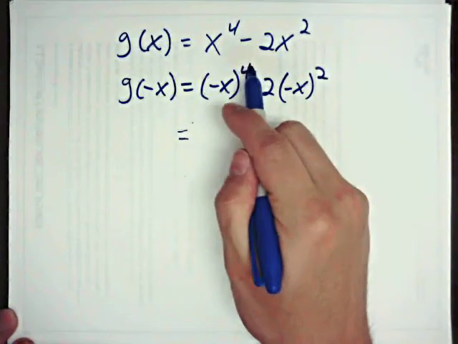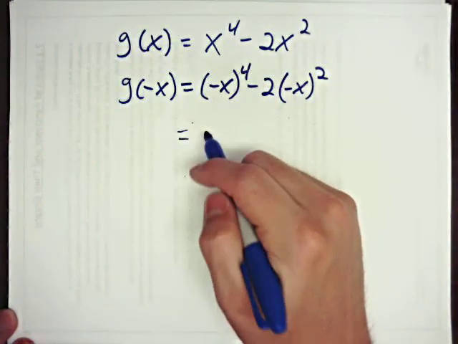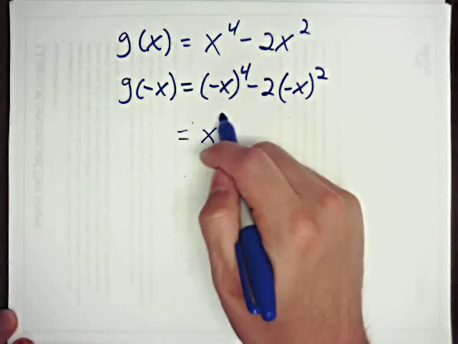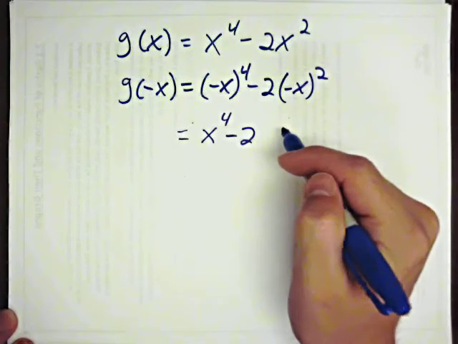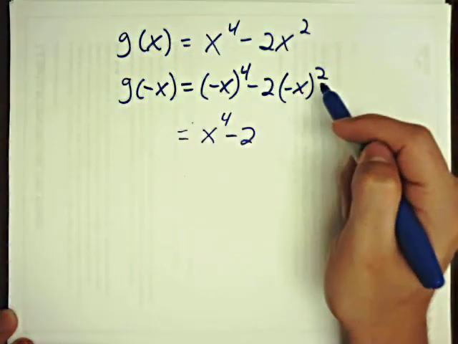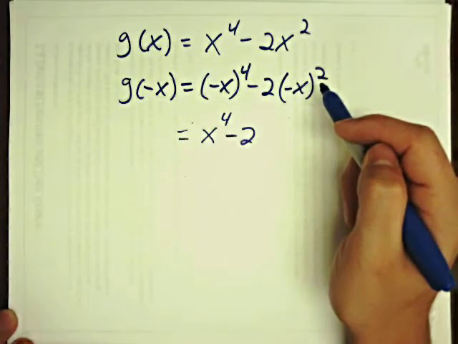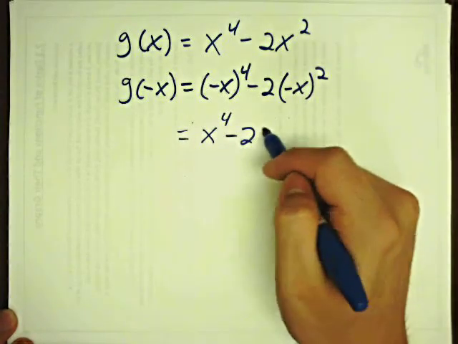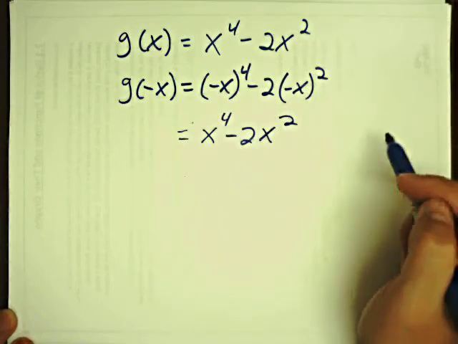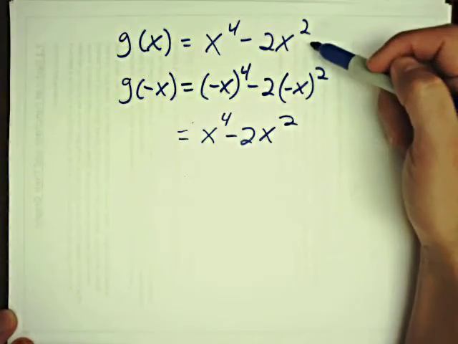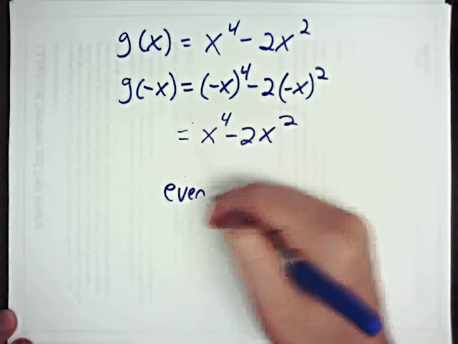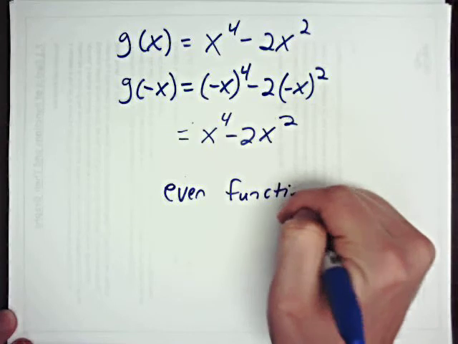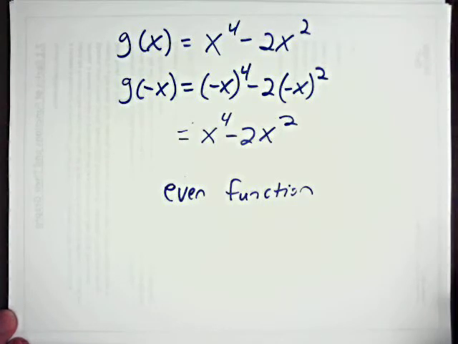Negative x to the 4th power, 4 negatives is positive, and x to the 4th power is just x to the 4th power. Minus 2, that's not affected by the squared. A negative squared, 2 negatives is positive, and x squared is x squared. So comparing this to what we started with, it's identical to g of x, and that would mean that this is an even function. And if we graph this, we would see that it has symmetry with the y-axis.